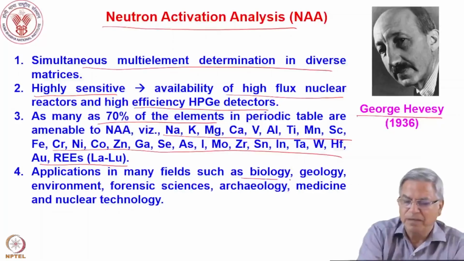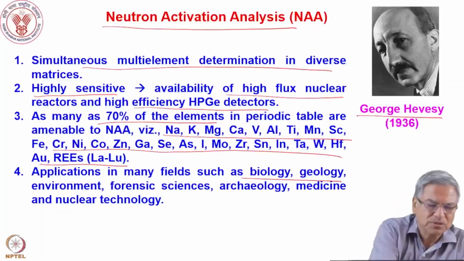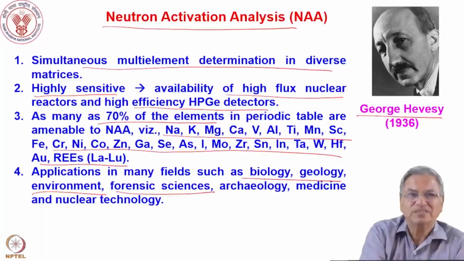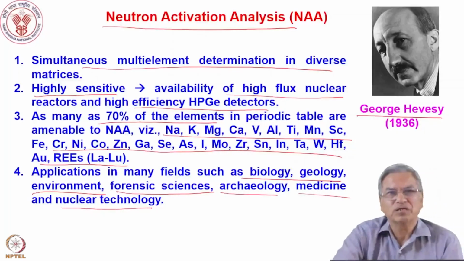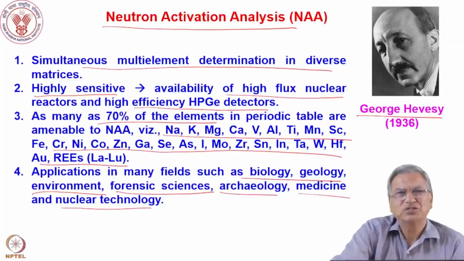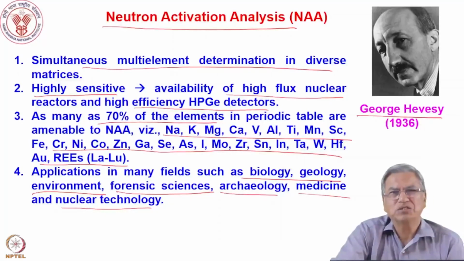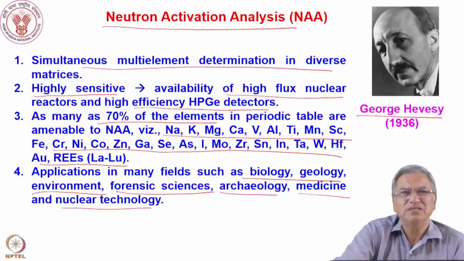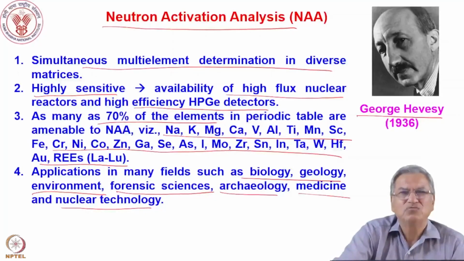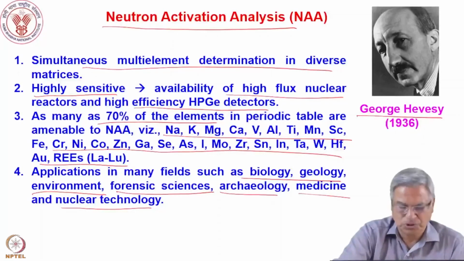So you can have biological samples, geological samples, environmental samples, forensic analysis samples, archaeology, even medicine, and of course nuclear technology. So there are a lot of fields in which the determination of elements is required. It can be a forensic application, it can be just chemical quality control of materials, and even other areas like archaeology and geology. So neutron activation analysis, if you look at analytical chemistry and other fields, is a very popular technique. The only thing is you require a source of neutrons.